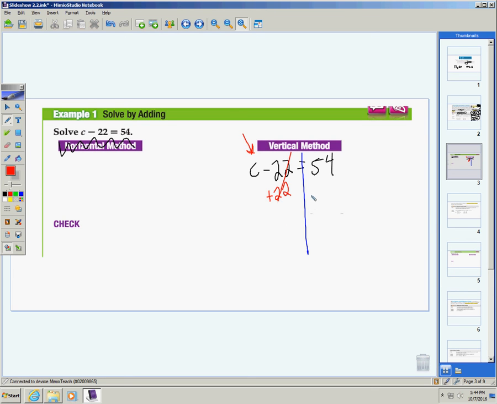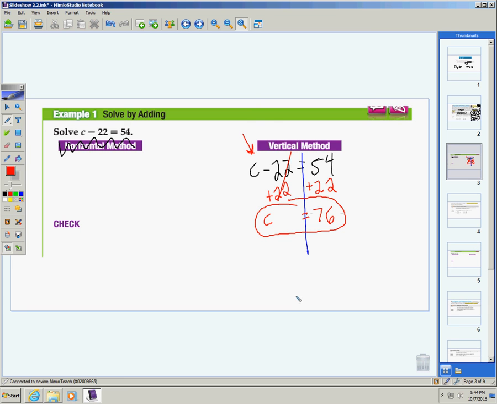But our property says if I do something to one side of an equation, I have to do it to the other side as well. So now, on the left side, I've got c minus 22 plus 22, but those cancel out to 0. And you could write c plus 0, but I'm fine with us just writing c equals 54 plus 22, that gives me 76, and there's my answer, c equals 76.